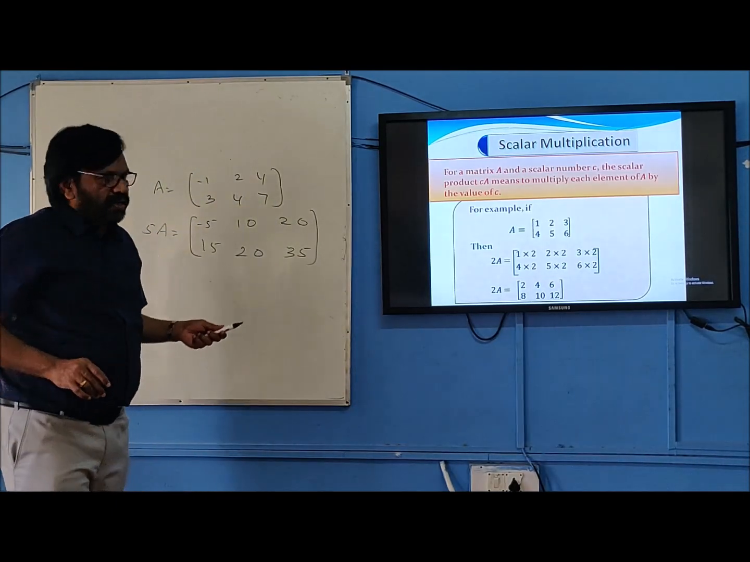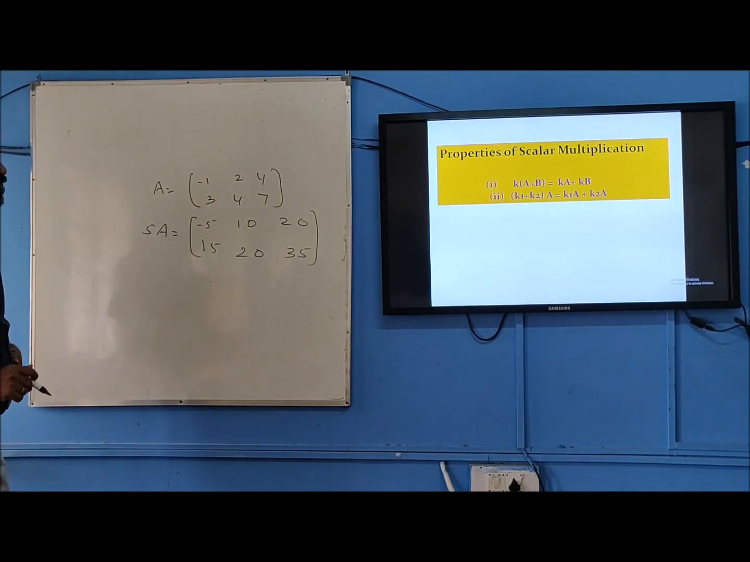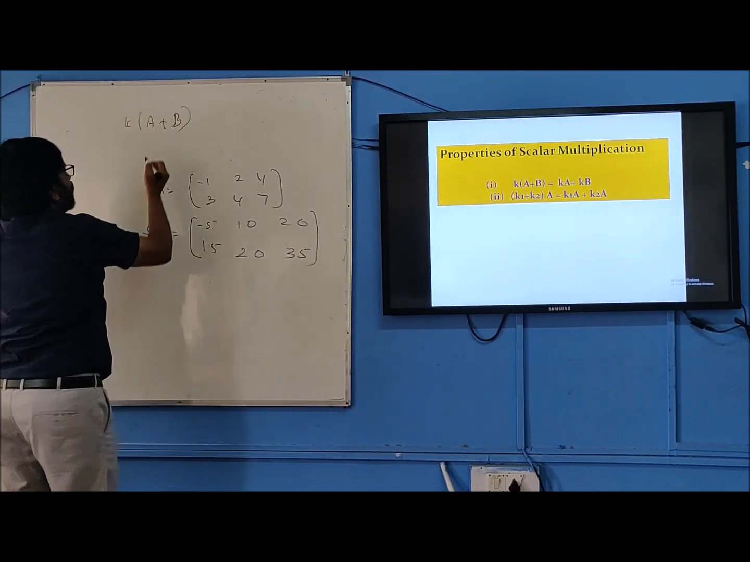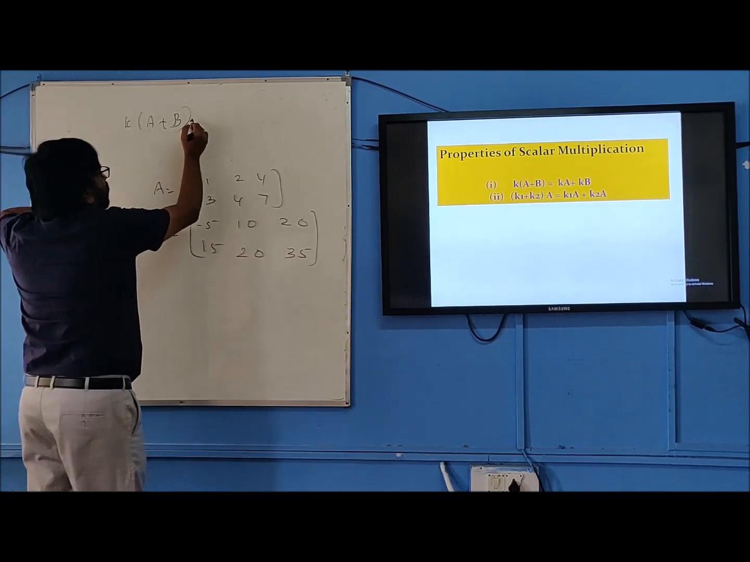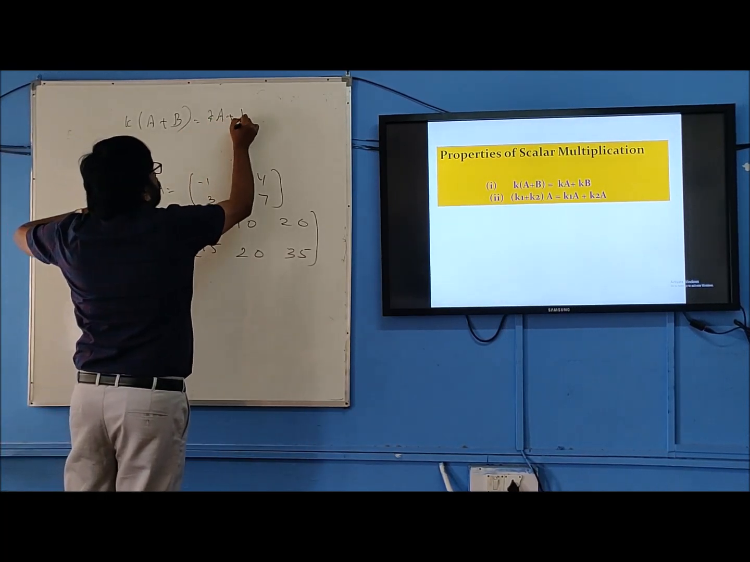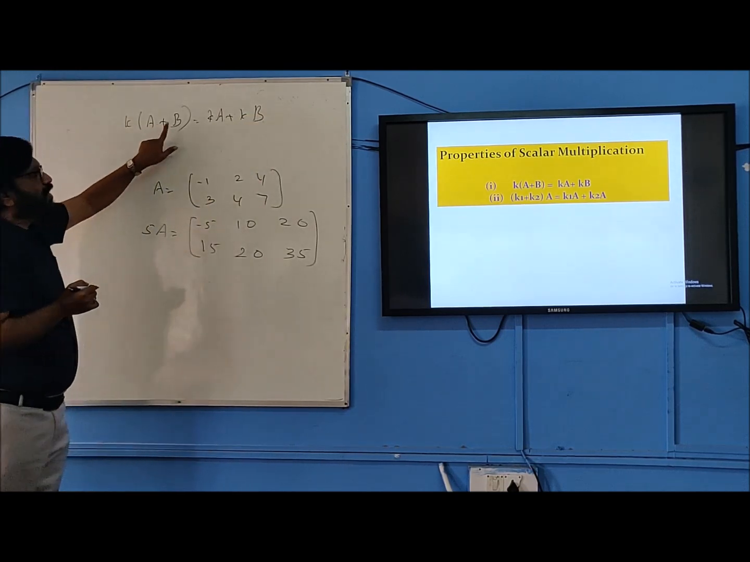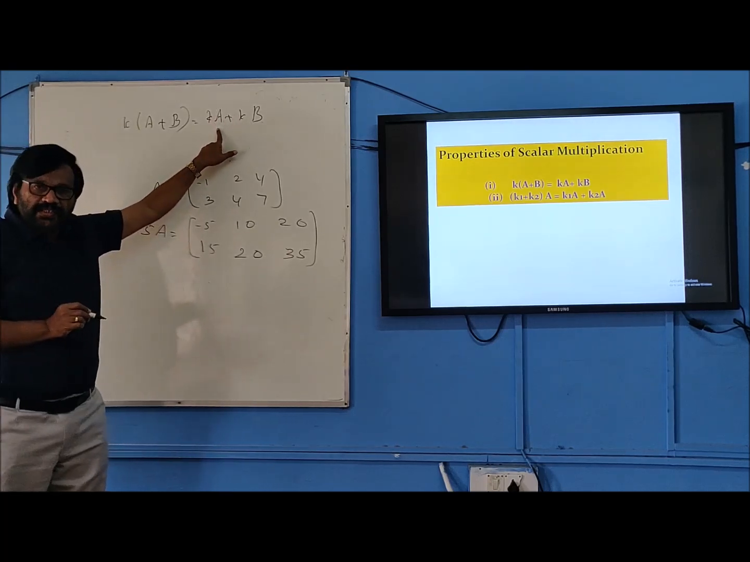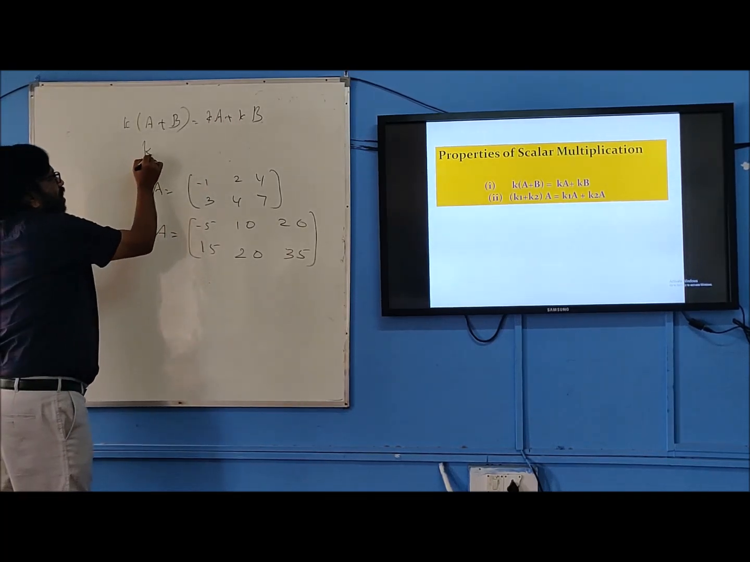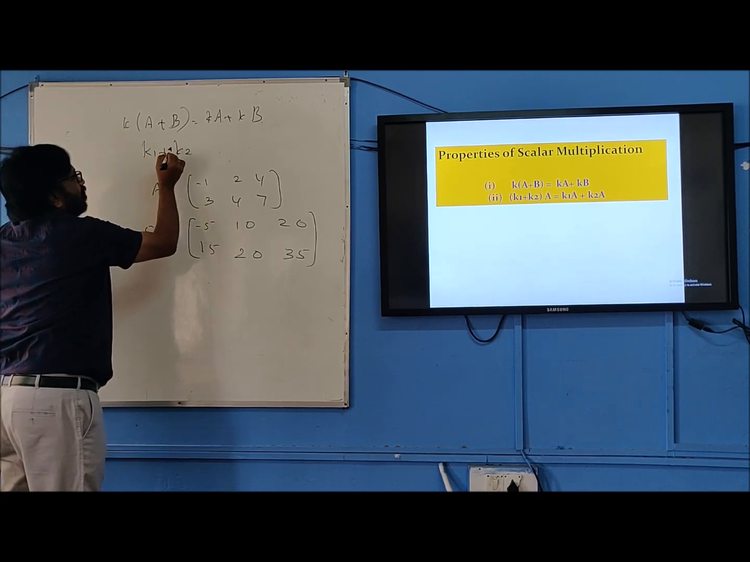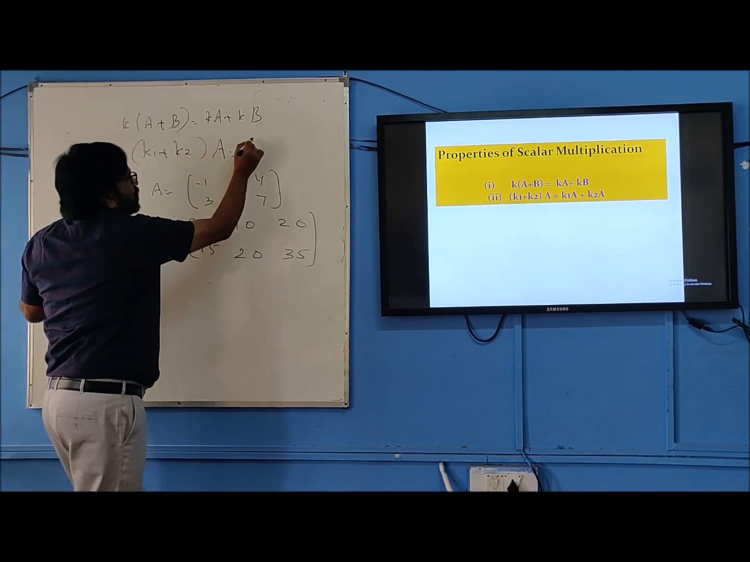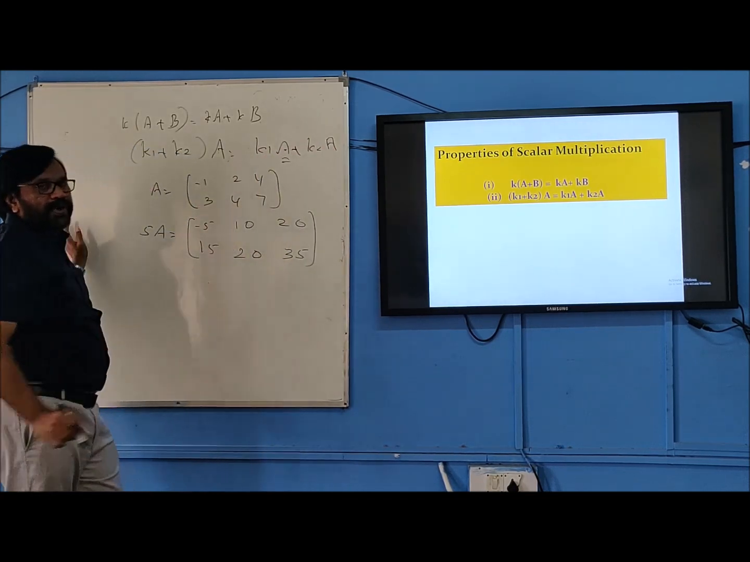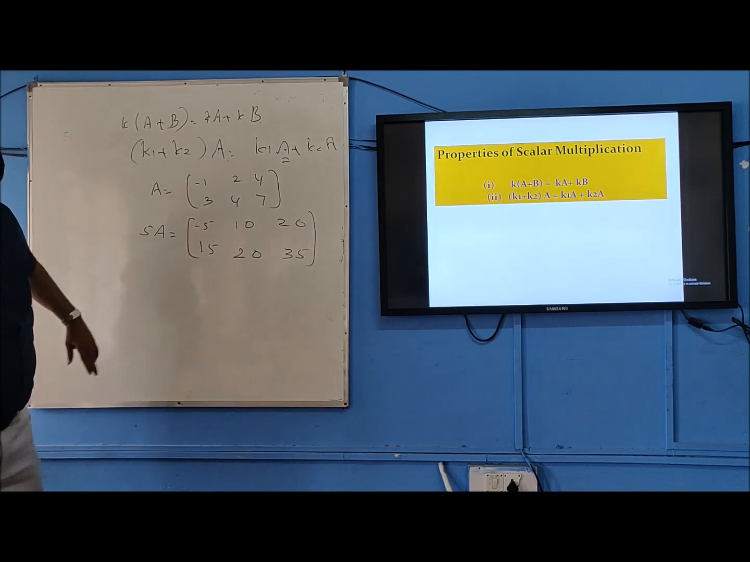Now some properties are there. We will see the properties of scalar multiplication also. That is, we can take K into (A plus B). If A and B are two matrices and K is a scalar, then K into (A plus B) is K into A plus K into B. First you find the sum, then multiply. It will be the same as first you multiply and then take the sums. The next one is, if K1 and K2 are two scalars, then (K1 plus K2) into A is the same as K1A plus K2A. That is another property. These are the properties of scalar multiplication.